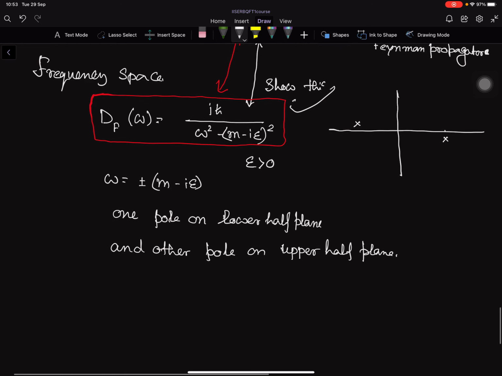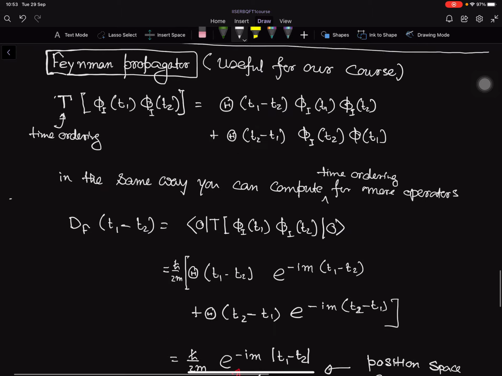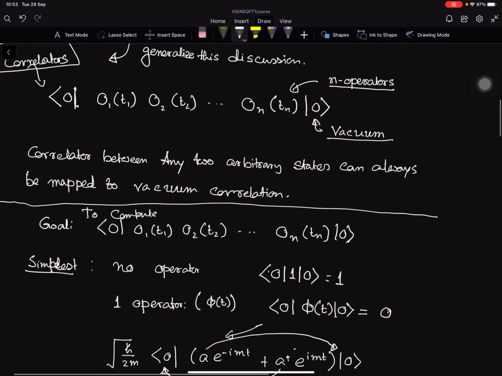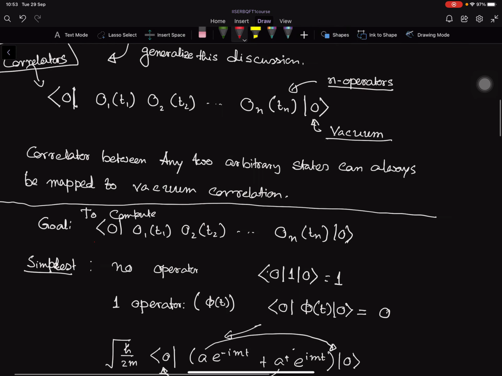And this ends our discussion on propagators. In the next lecture we will see how these propagators are useful. At this point it just looks like a lot of definitions, but we will see how these propagators are useful if we want to compute these quantities. So the goal of this lecture was to compute these quantities. In the next lecture we will see how the concept of propagator, along with one theorem called Wick's theorem, is useful to compute this quantity, and how it will then help us in doing things in quantum field theory.